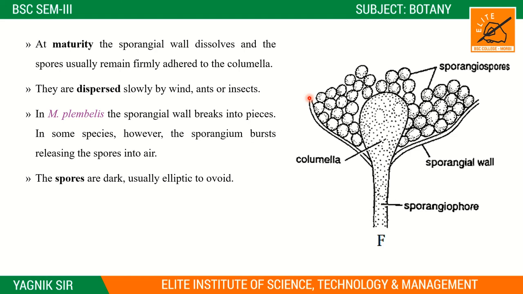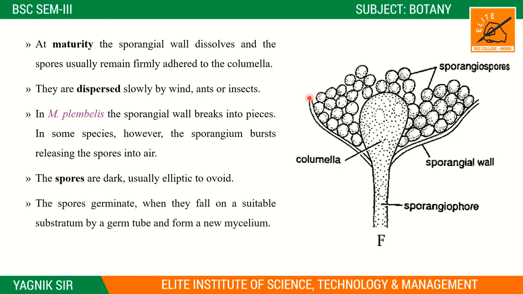And yes, first of all, these spores have special characteristics, right? These spores are dark in color, usually elliptical to ovoid. The spores germinate when they fall on a suitable substratum, by the germ tube, and they form new mycelium. How does germination happen? When suitable conditions arrive and they find a perfect substratum, right, then a germination tube emerges from them, and with the help of the germination tube new mycelium grows and develops, right?